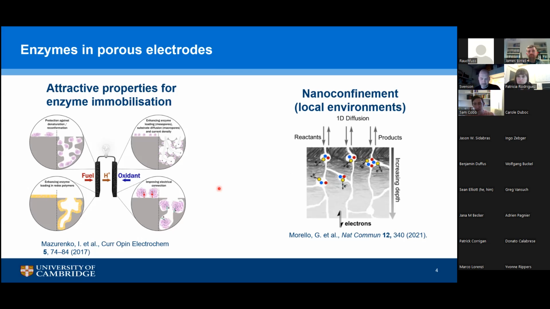No mediators involved here. The other thing, which has come out even more in the last few years, is the idea of nano-confinement. Fraser Armstrong at Oxford has talked a lot about this: when we immobilize enzymes within a porous electrode, can we get different environments and properties from their immobilization within that structure? Because we inherently move from 3D diffusion to a flat surface to 1D diffusion down some tortuous pores.